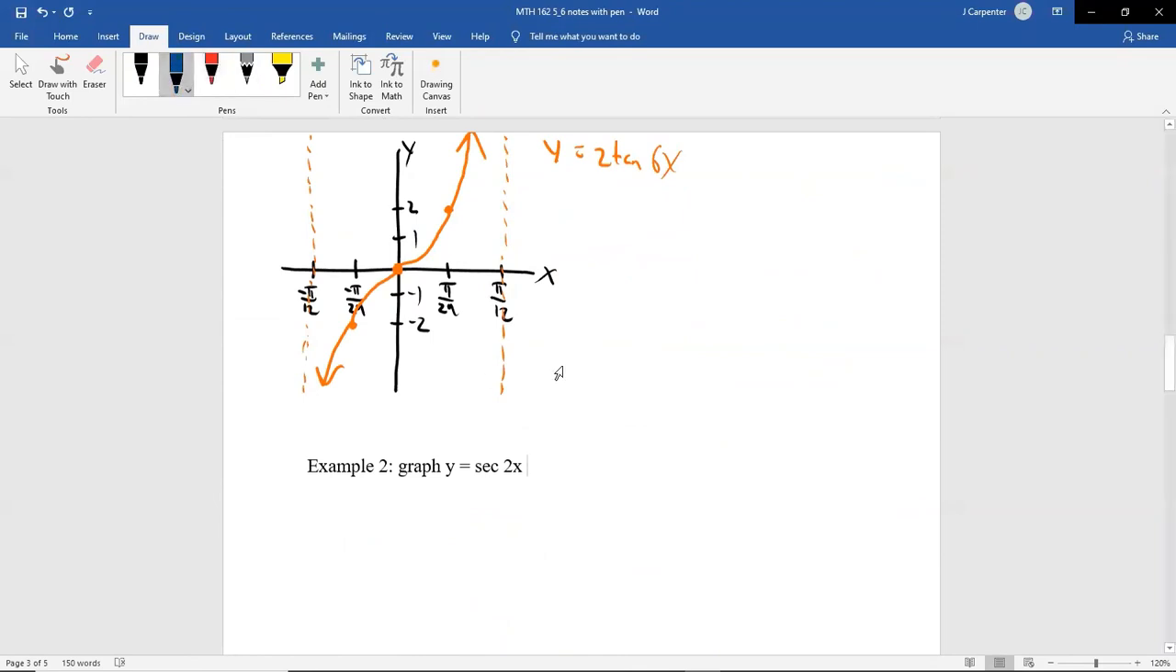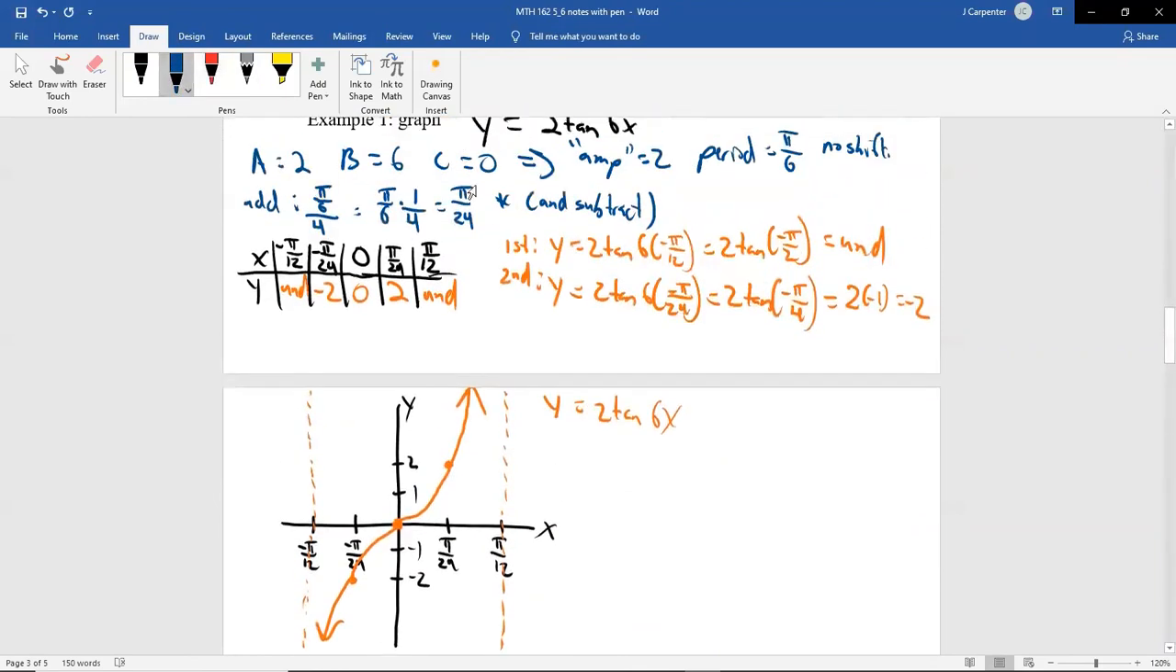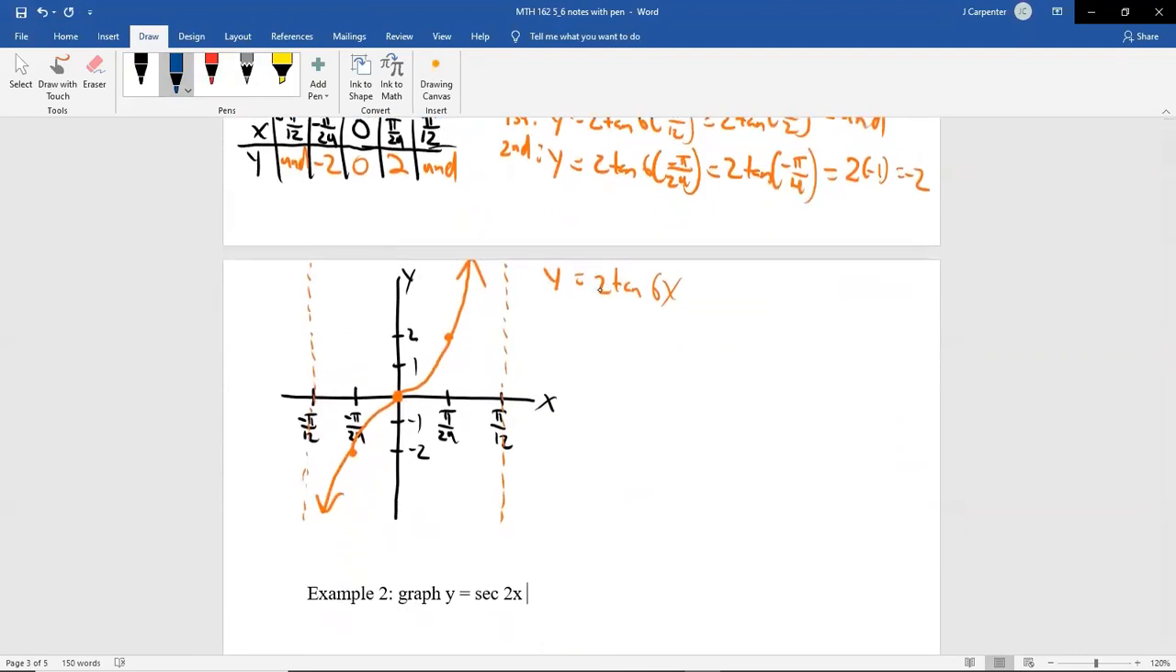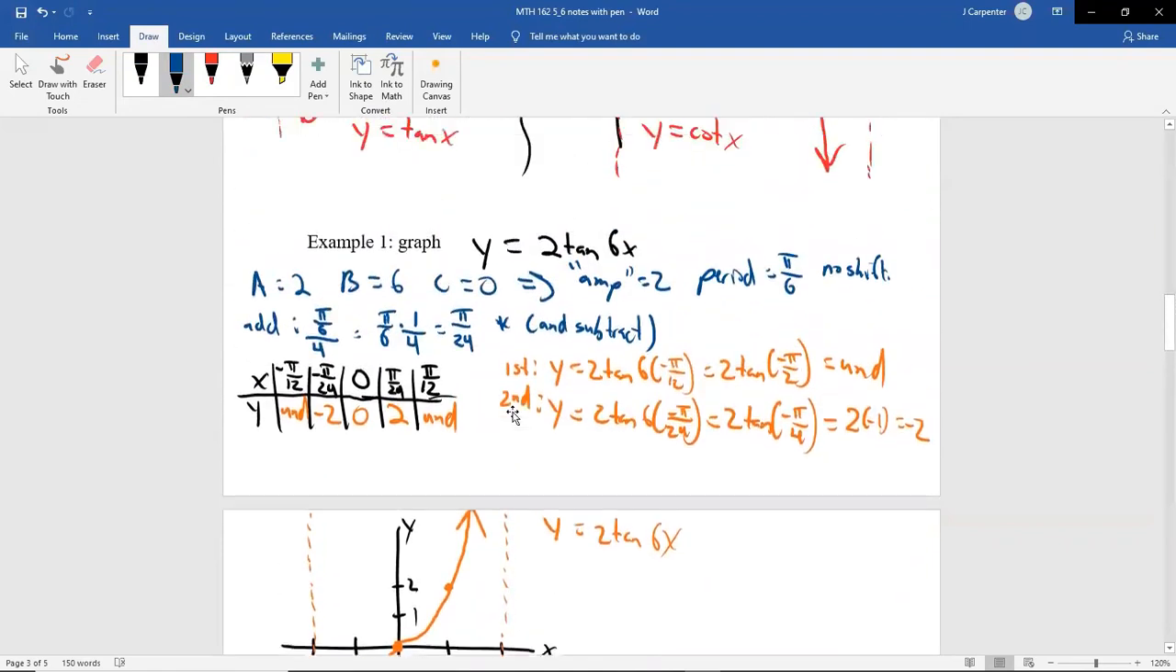Still a good idea to identify your a's, b's, and c's like I did last time. So for this, there is no a written, so it has to be 1. There is a value in front of the x, and that's a 2. There is no plus or minus number, so there is no c, which means there'll be no shift. Your c is 0. I'm just trying to keep things organized in the same way.